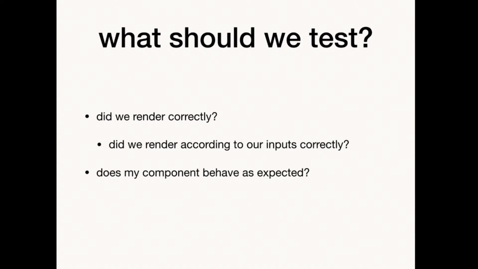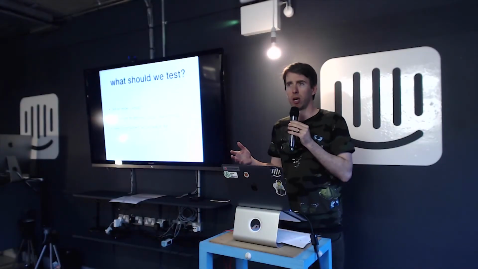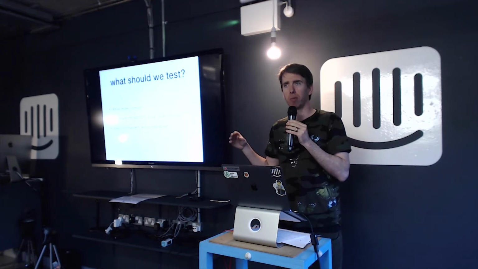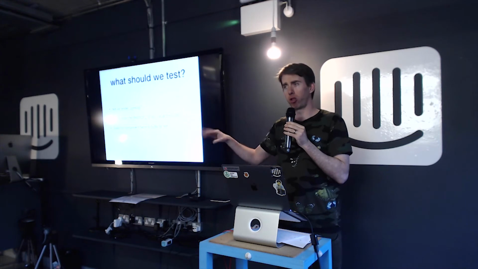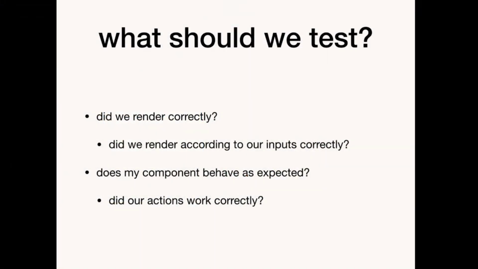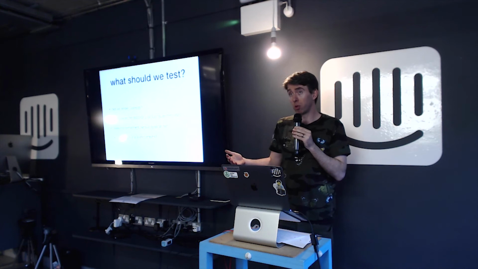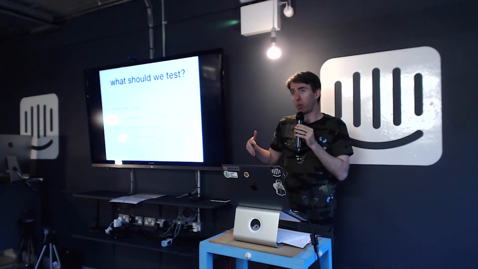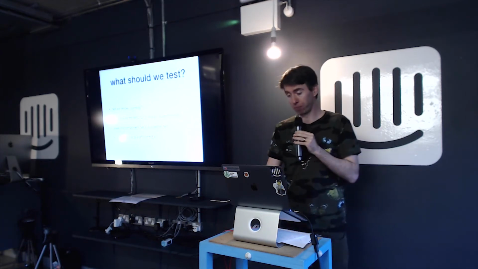In a data down, actions up type world, some components have internal behavior, but they also have a contract with their invoker where they'll pass an action up if something happens in the component. Really, what I want to test is, did our actions work correctly? So two things that I really care about: did we render correctly according to our inputs? And did we satisfy the contract between the component and the invoker? That's what we're going to focus on today.